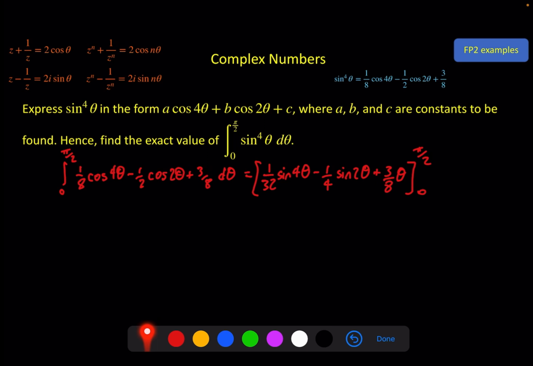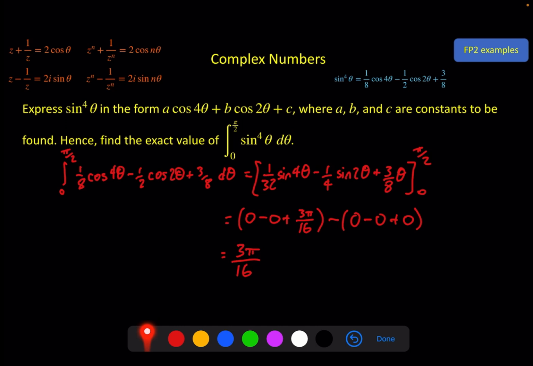So out of all of that, the only term that is non-zero is 3 over 8 theta, where theta is pi by 2. So if I make all of that really clear, I get 0 minus 0 plus 3 pi by 16 minus 0 plus 0, which of course is just 3 pi by 16, a really nice, simple result for something that was quite a horrible integration.